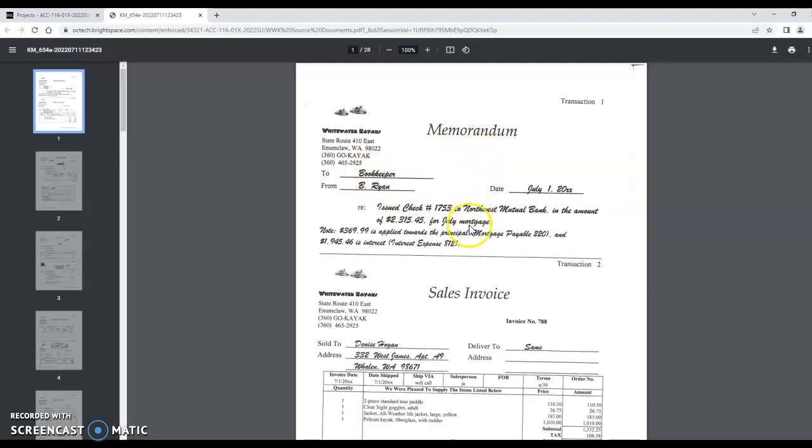So this is a memo he's given us to say that we had already issued a check, number 1753, to Northwest Mutual Bank, in the amount of $23,1545 for the July mortgage. And it tells you even how much needs to go on the principal, which goes to mortgage payable, and how much goes to interest expense.